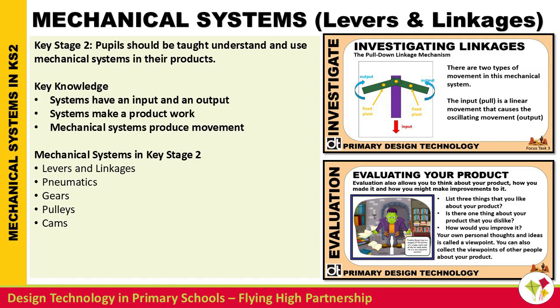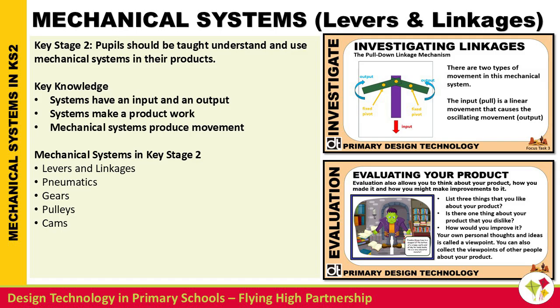In Key Stage 1, children may have learnt about mechanisms such as sliders, levers and wheels and axles, which create movement in their product and make them work. In Key Stage 2, additional mechanisms such as levers and linkages, pneumatics, gears, pulleys and cam mechanisms can be taught to the children.